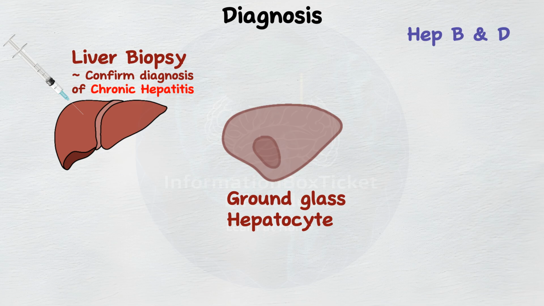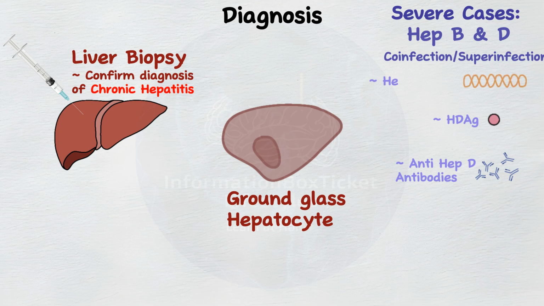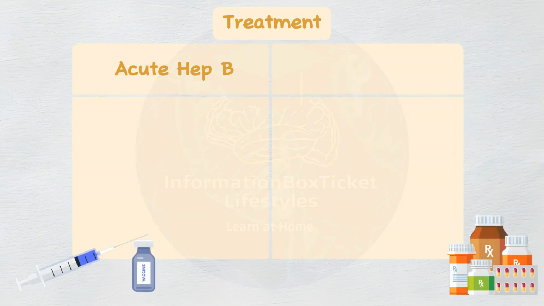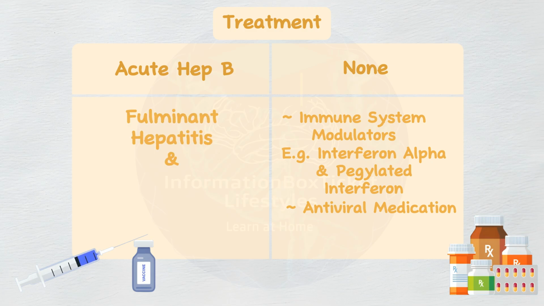Hepatitis D and B co-infection or superinfection may be suspected in severe instances. The suspicion is confirmed by the detection of anti-hepatitis D antibodies, delta antigen, or hepatitis D RNA. Treatment for an acute hepatitis B infection is typically not necessary. Immune system modulators such as pegylated interferon and interferon alpha are used in combination with antiviral medications to treat severe instances of fulminant and chronic hepatitis.